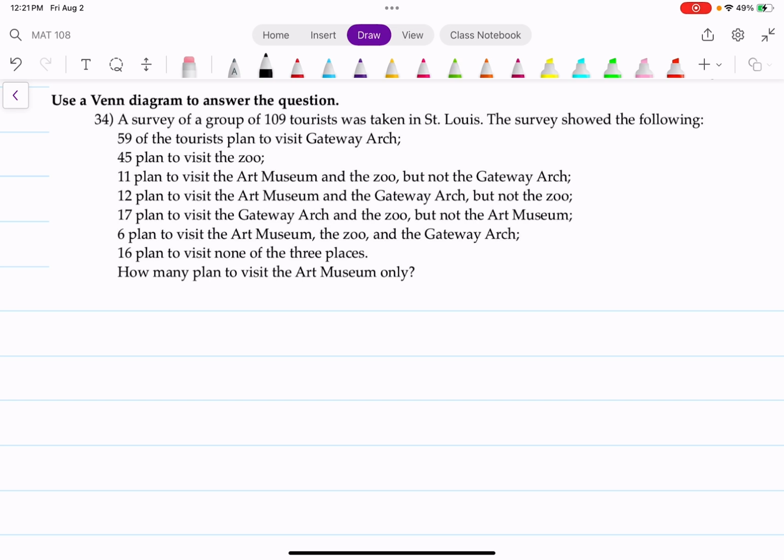11 plan to visit the art museum and the zoo, but not the Gateway Arch. 12 plan to visit the museum, the arch, but not the zoo. 17 plan to visit the arch and the zoo, but not the museum. 6 plan to visit all three. 16 plan to visit none. How many plan to visit the art museum only?